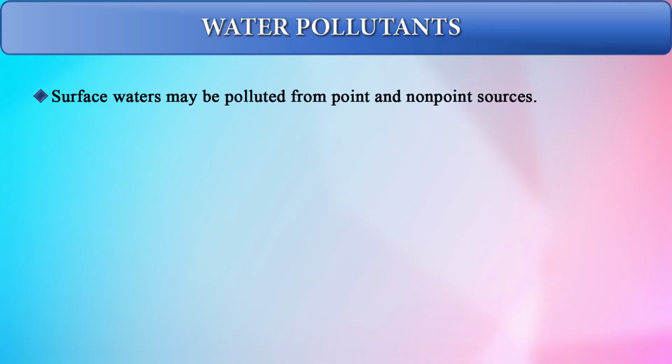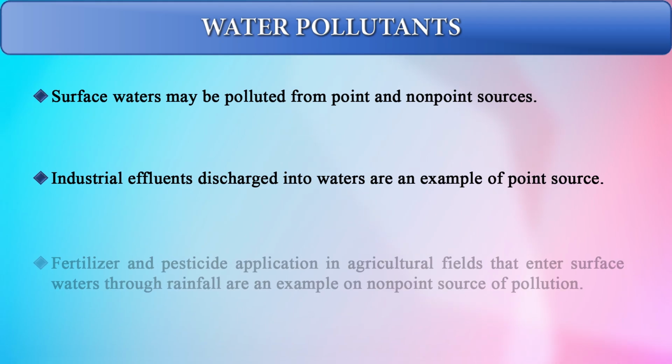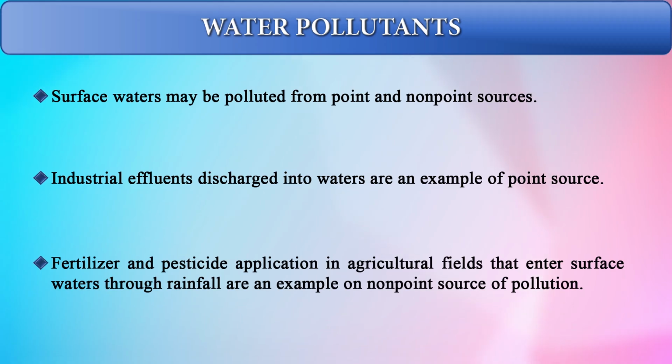Now, water pollutants. The surface waters and the groundwater both can be polluted from point and non-point sources. Industrial effluents being discharged into the waters are a classic example of point source pollution.